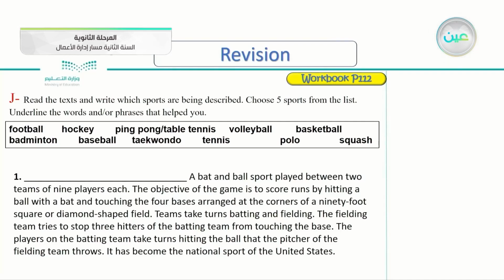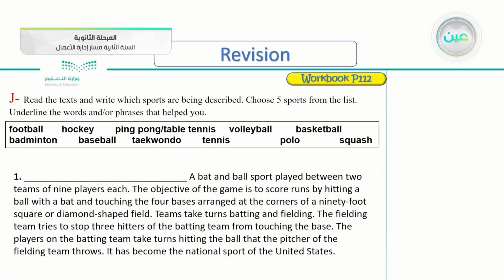1. A bat and ball sport played between 2 teams of 9 players each. The objective of the game is to score runs by hitting a ball with a bat and touching the 4 bases arranged at the corners of a 90-foot square or diamond-shaped field. Teams take turns batting and fielding. The fielding team tries to stop 3 hitters of the batting team from touching the base. The players on the batting team take turns hitting the ball that the pitcher of the fielding team throws. It has become the national sport of the United States.